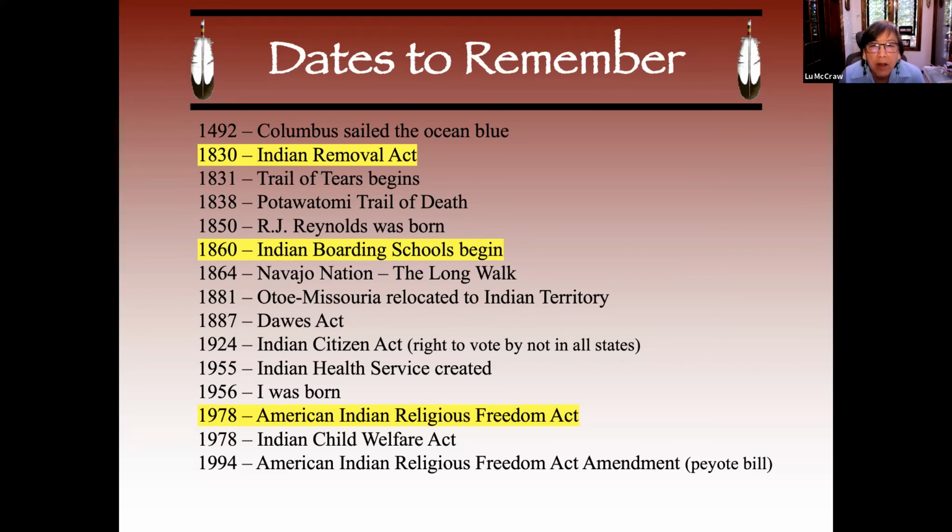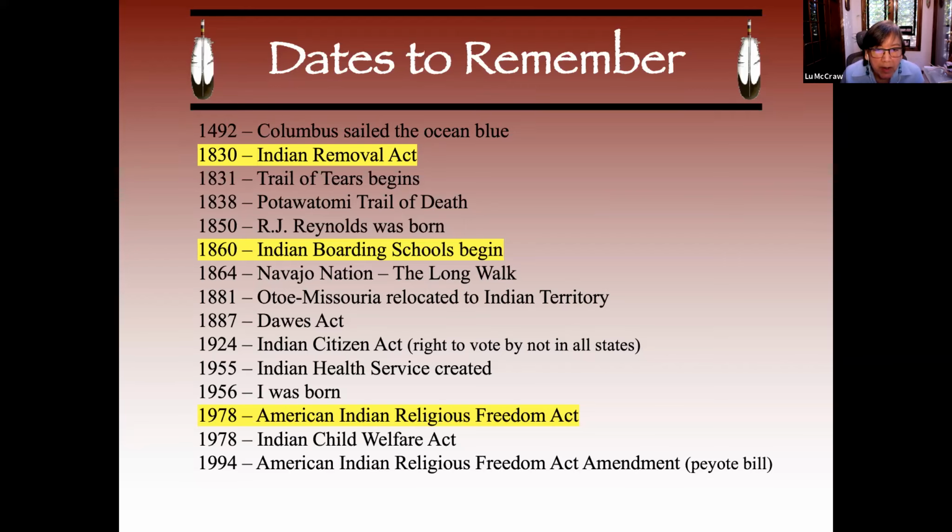My tribe was relocated in 1881. 1887 is the Dawes Act. I don't know if you know about the Dawes Act. It basically took away land. I mean, it gave land to individual citizens, thereby kind of destroying each tribal area or reservation, and the land that was not allotted to individual citizens was surplus land, so it went out to white people to have.